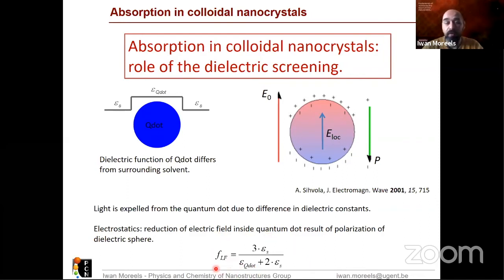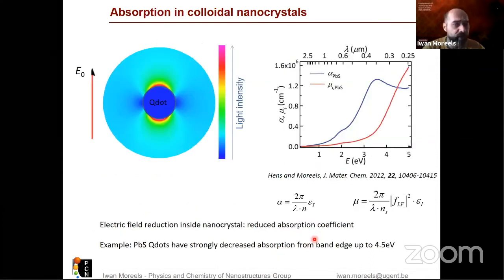Suffice it to say that the local field here depends on the dielectric constant of the solvent divided by the dielectric constant of the quantum dot plus 2 times the dielectric constant of the solvent. That this modification is very strong, you can also appreciate from the calculation of the absorption coefficient of semiconductors. I show you this example here, where in blue I plot the bulk absorption coefficient of lead sulfide, and in red I plot the theoretical absorption coefficient of a lead sulfide nanoparticle. And you can see that the absorption is strongly modified.